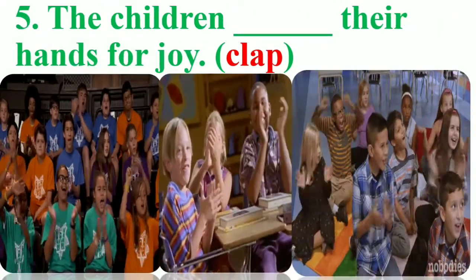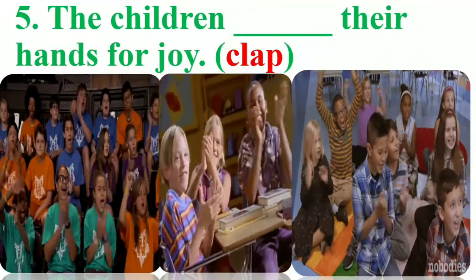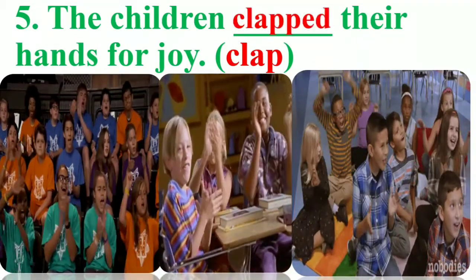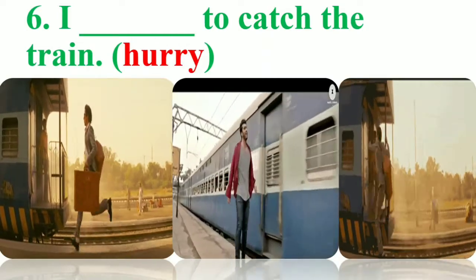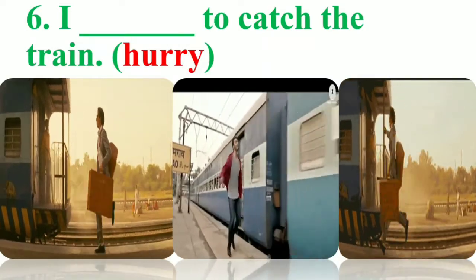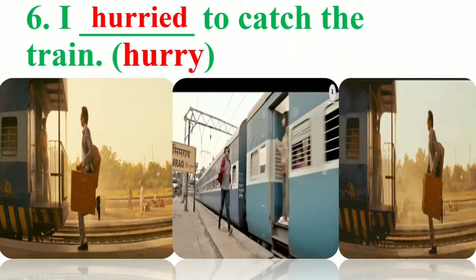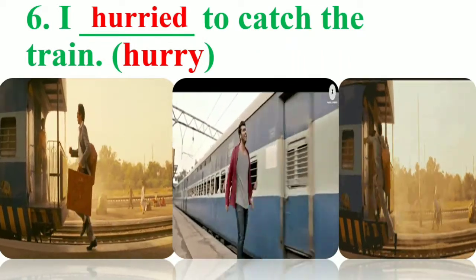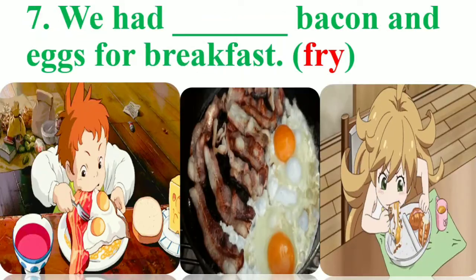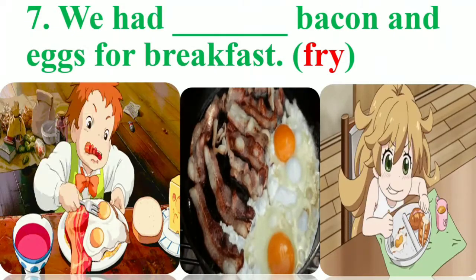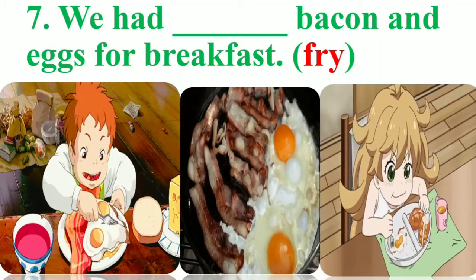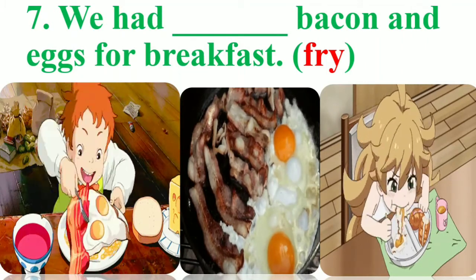The children clapped their hands for joy. C-L-A-P-P-E-D. Okay. Now number 6. I dashed to catch the train. I hurried to catch the train. We have removed the Y and added I and ED to it. Okay, number 7. We had dash bacon. Fry is our clue. So what we are going to write? We had fried bacon and eggs for breakfast.